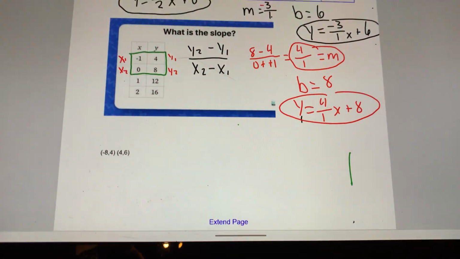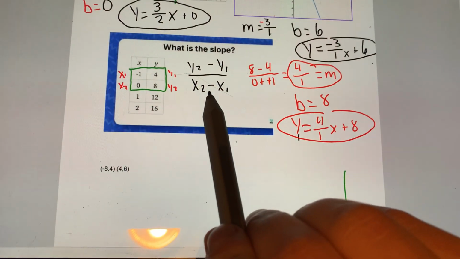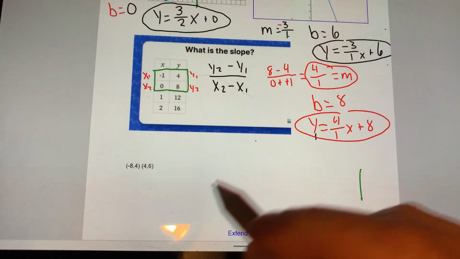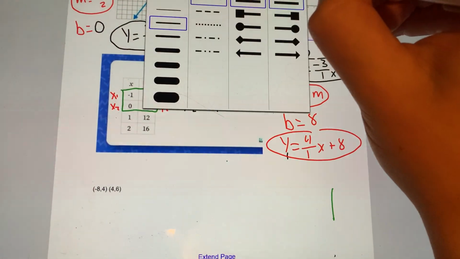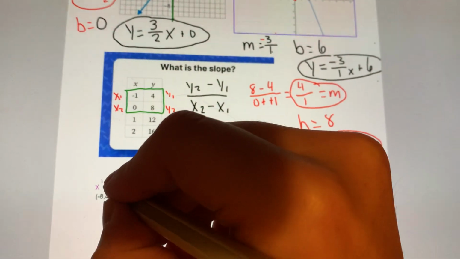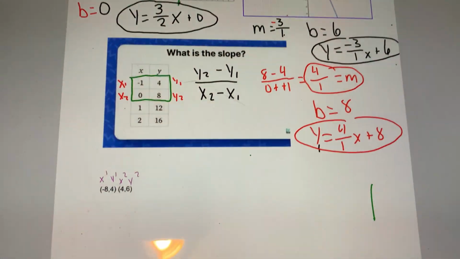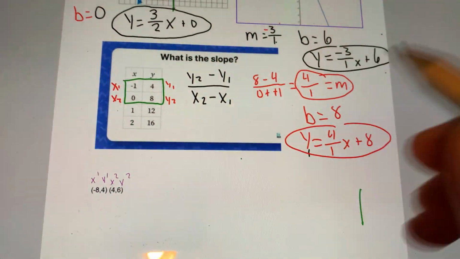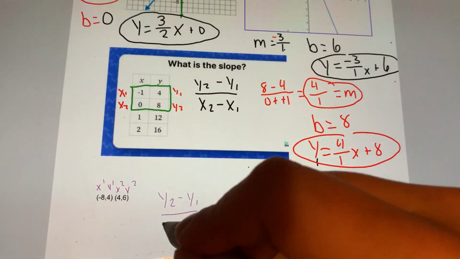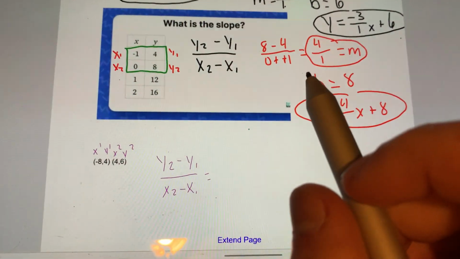Finally, we are doing this with just individual points. With individual points, we are going to do the exact same equation that we did with the table: y2 minus y1 over x2 minus x1. So to do that, I'm going to start by labeling my points just so I don't get them mixed up: x1, y1, x2, y2. Now, let's write our equation just so we have it next to us. We go y2 minus y1 over x2 minus x1. Now I just need to plug stuff in and solve.